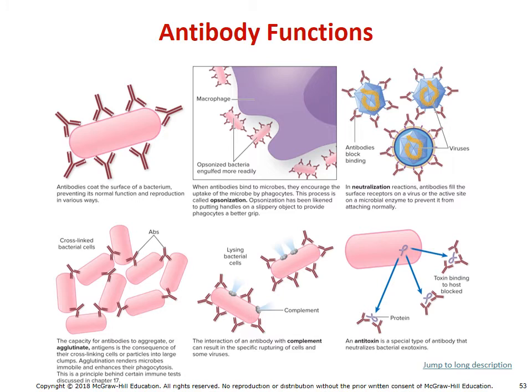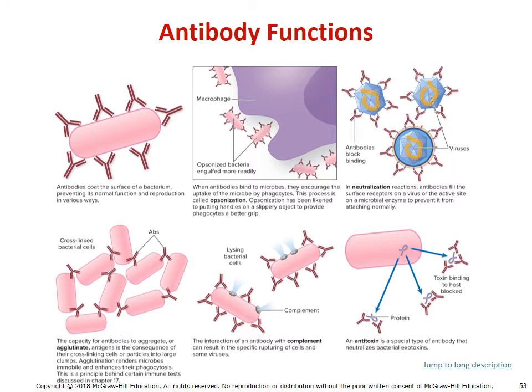But notice the antibody, just like the B cell receptor, has a Y shape with two identical variable regions, meaning that you can attach to two different bacteria that have the same antigen at the same time. And so what you can end up doing is sticking a bunch of bacteria together in a process called agglutination.